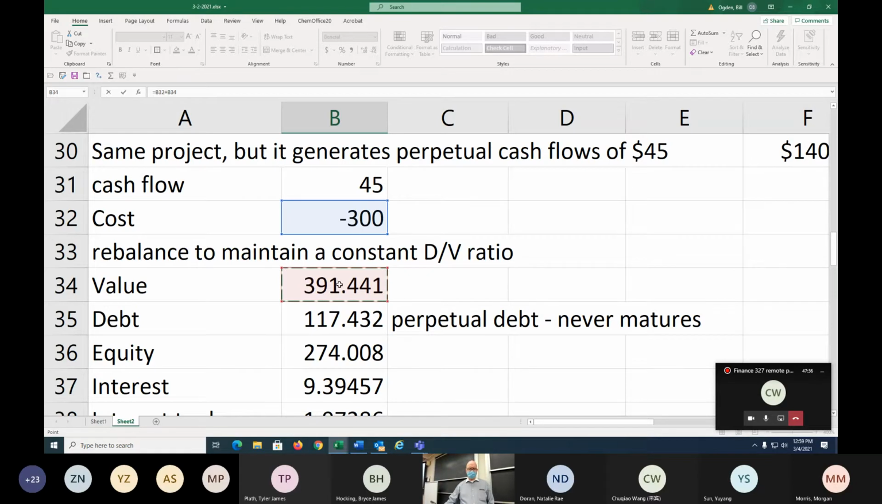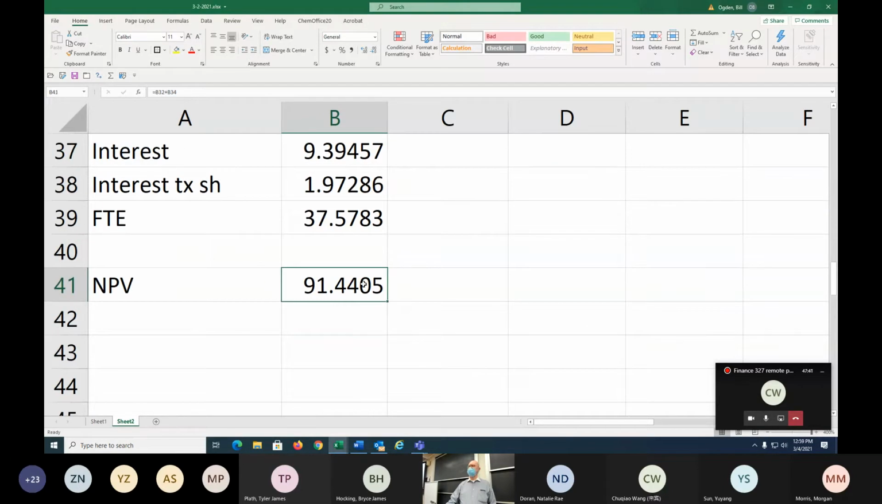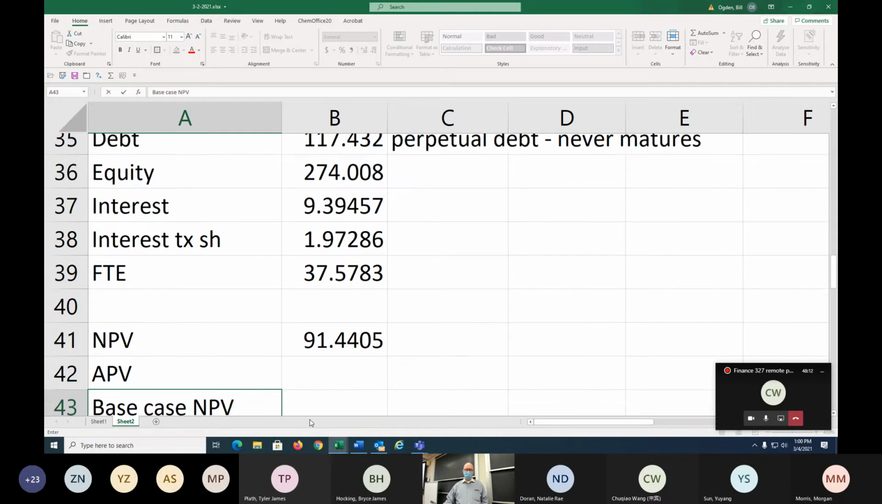Okay, now I'm going to do that. Here's the value. There's the cost. I see 91.4405. All right, let's do an APV. We start the APV with the NPV. So how do we do that above? And what kind of adjustment do we have to make between the first example and what we have here? Let's go up above.